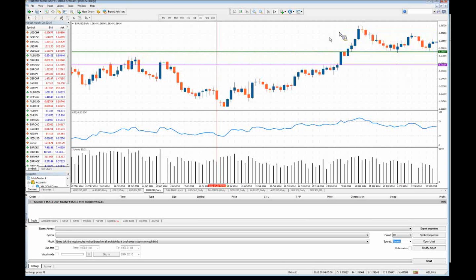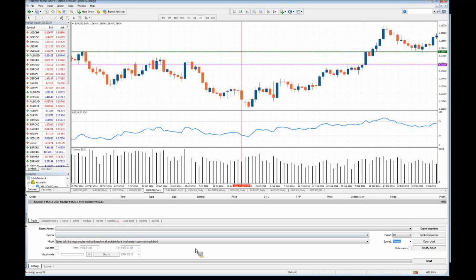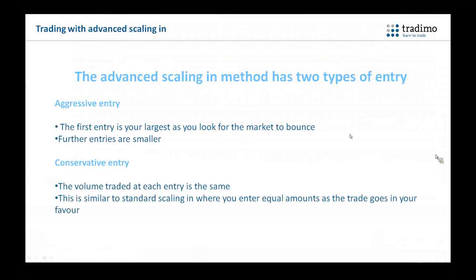Okay, if we just pop back to the slide, we can have a little look at this one. We can see that the first entry is your largest on an aggressive entry, or it could be small amounts. It can be one or the other, but generally you will never trade more than half on a conservative entry, and generally your first entry will be smaller than potentially your second or third entry. Again, always planned out in advance.